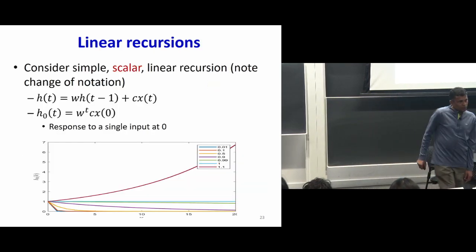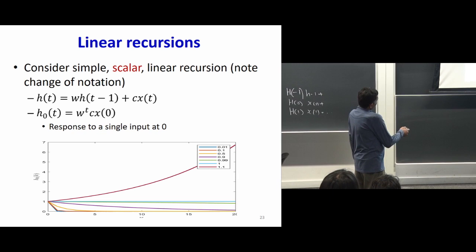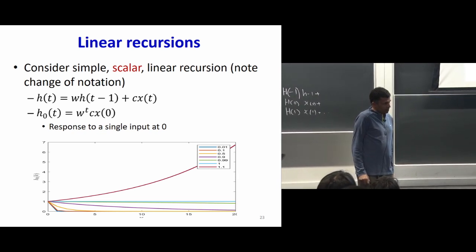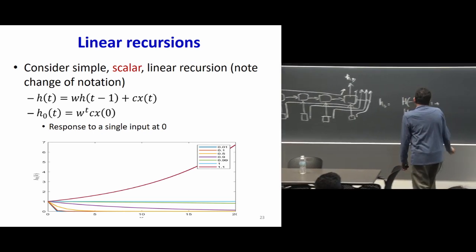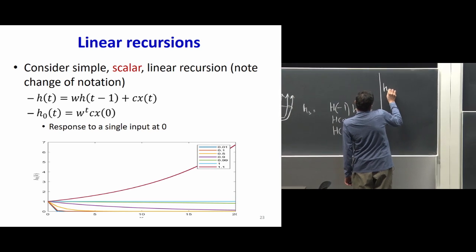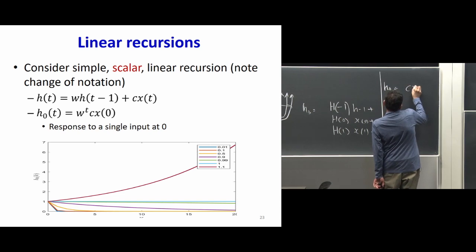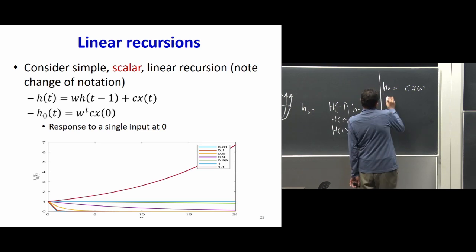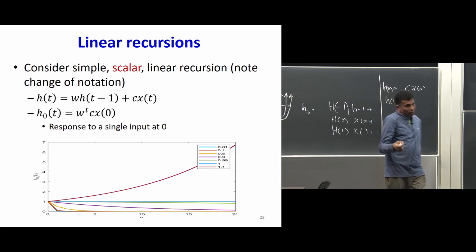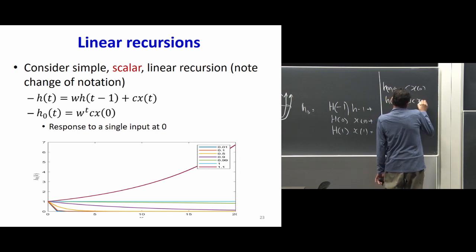So in that case, here's what we're going to have. The response at any given time t is simply W times H of t minus 1 plus C of X t, right? So from this, we can figure that H of 0 is simply going to be, what was that? W times C of X0, is it? H of 1, there's no more input. All you have is the H of 0. So that's going to be W times C of X0.